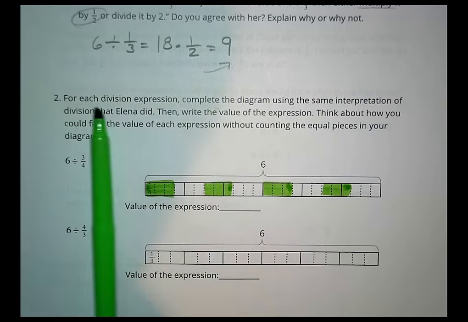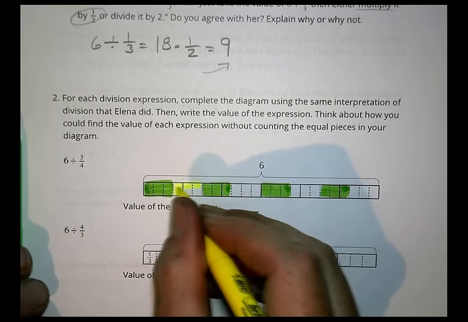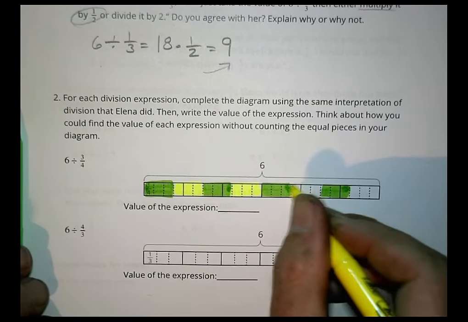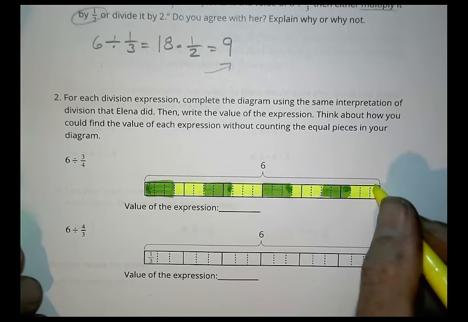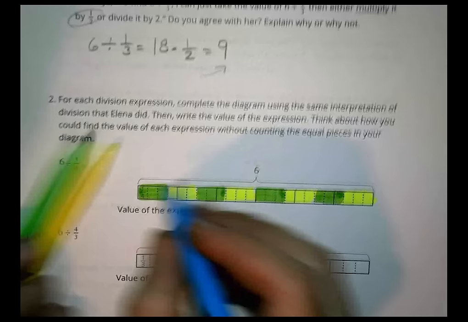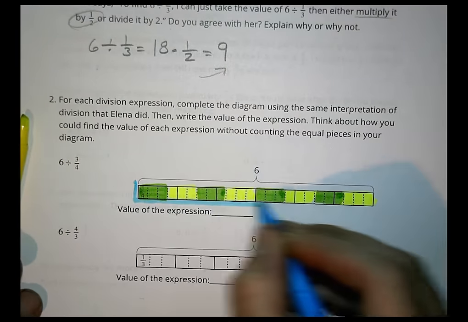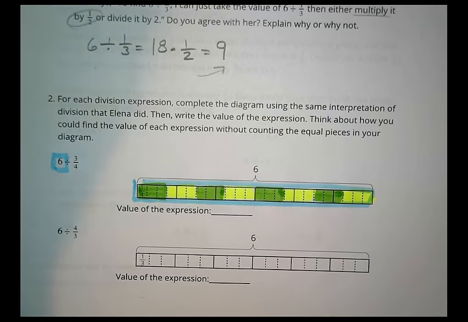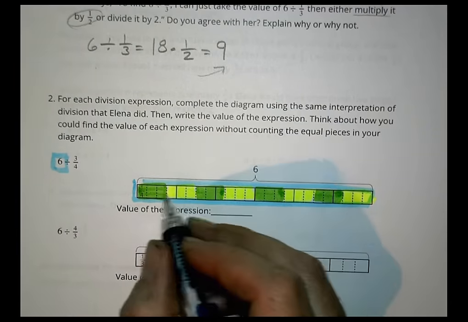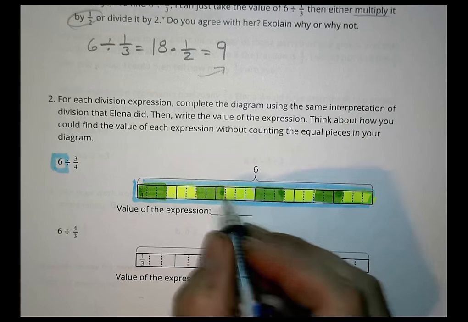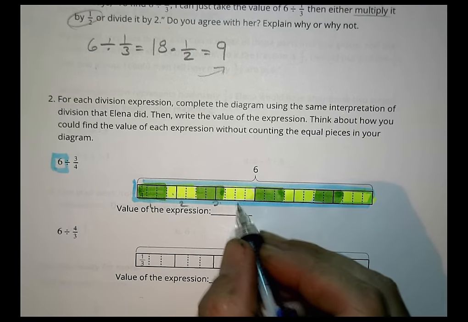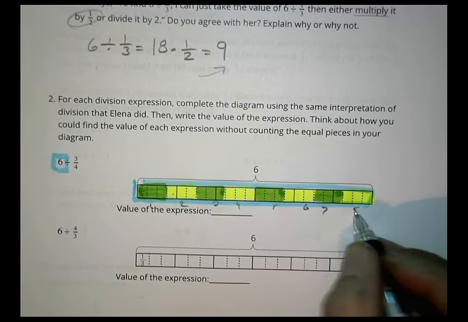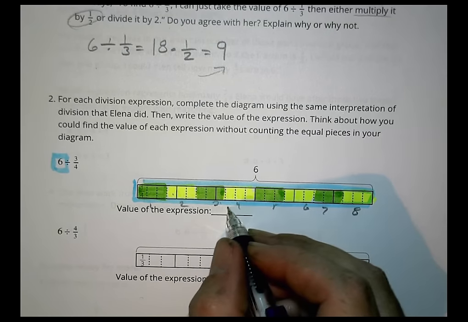Let me color my other ones real quick. Groups of 3, groups of 3, groups of 3, groups of 3. And so we can see that we're doing 6 divided by 3/4. There's my 6 right there. So in terms of how many groups there are going to be, I can have 1, 2, 3, 4, or 1, 2, 3, 4, 5, 6, 7, 8. So I know my value of my expression is going to be 8.